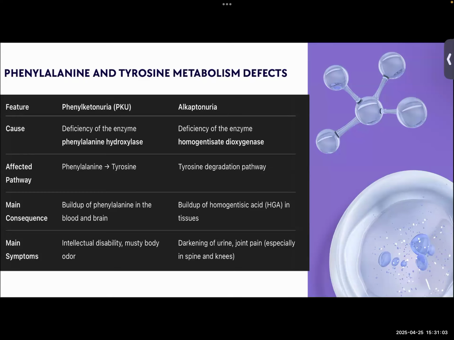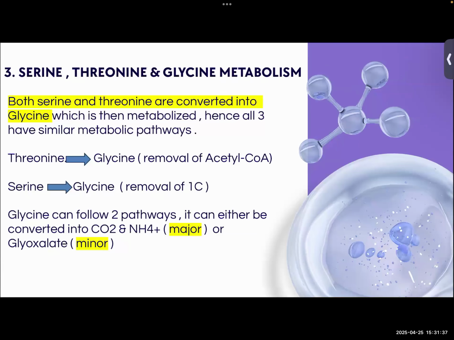Alkaptonuria, on the other hand, is a deficiency of the enzyme homogentisate dioxygenase. And this affects the tyrosine degradation pathway. So it has nothing to do with phenylalanine. It's not involved. It's tyrosine. What happens is you have a buildup of homogentisic acid in the tissues. The main symptoms are darkening of the urine and joint pain, especially in the spine and knees, which appear at a younger age than expected. So yeah, those are the two metabolic diseases. They weren't mentioned in detail, but I've still covered them. But yeah, I think you will do them in a different lecture maybe. PKU and alkaptonuria. So we're done with two pathways, 4 to go.